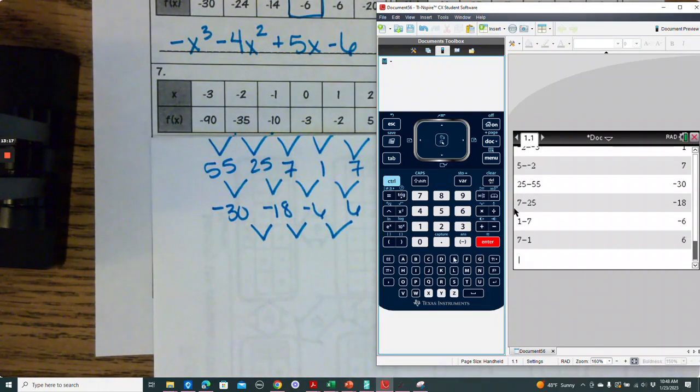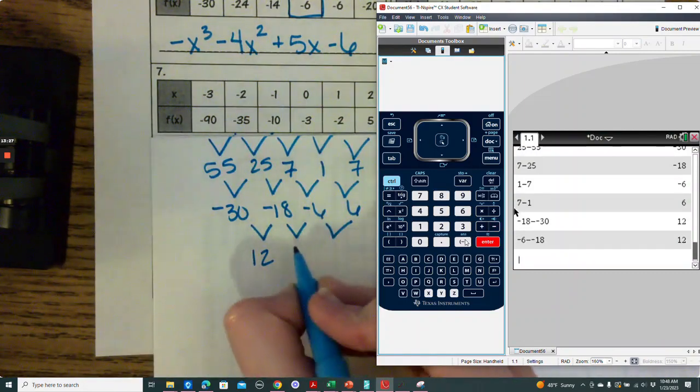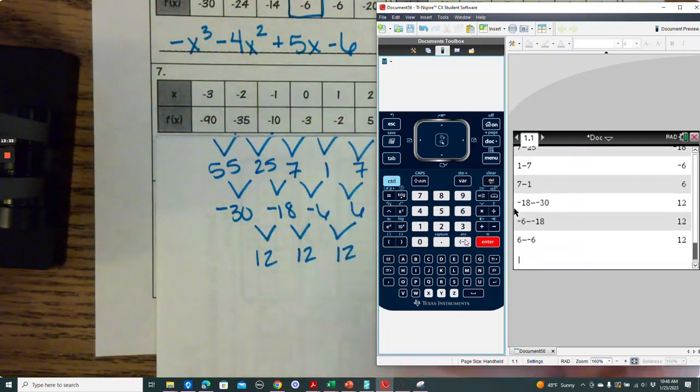This is the one that should be even. I'm feeling some 6s. -18 minus -30, how about a 12? -6 minus -18, 12. 6 minus -6, 12. All right, here we go.